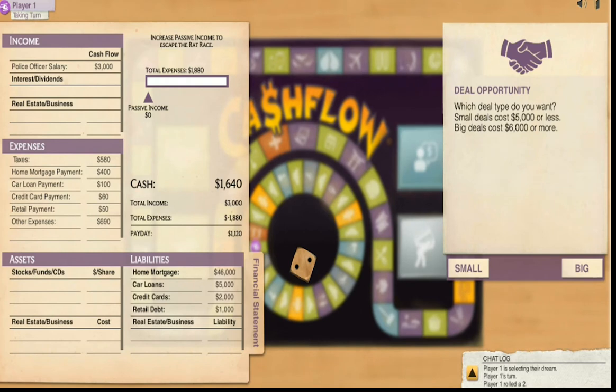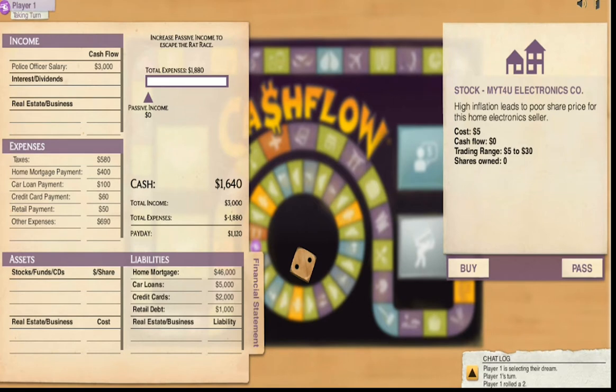Okay, now a statement appears for us. It's income, expenses, assets, liabilities. Okay, we will understand everything from playing. Here we have just 1,640 in cash, so we have a small amount of cash, so we will choose small deal.